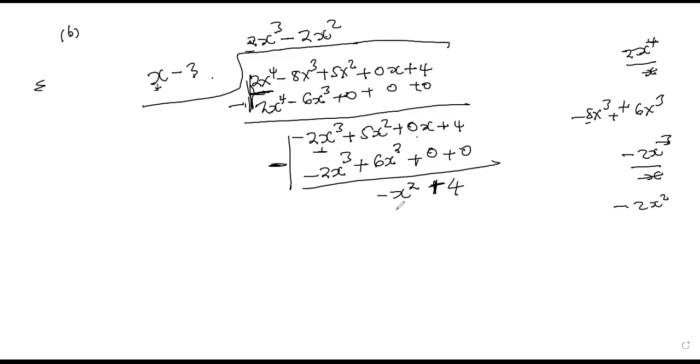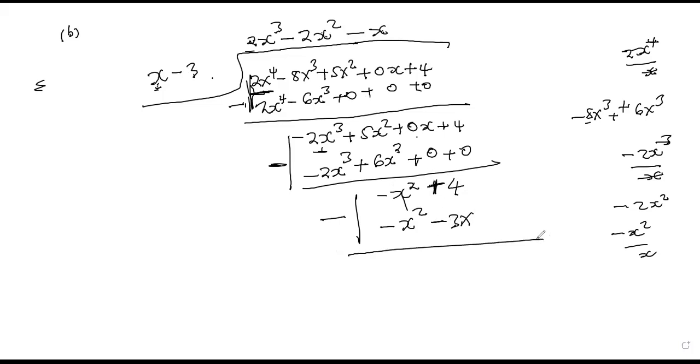But you can see that this -x squared can further be divided by x. When you divide -x squared by x, you remain with -x. So here we shall have -x. -x times x will be -x squared. -x times -3 will be +3x. We don't have a constant, so we can just subtract from there. -x squared minus -x squared, that means 0.